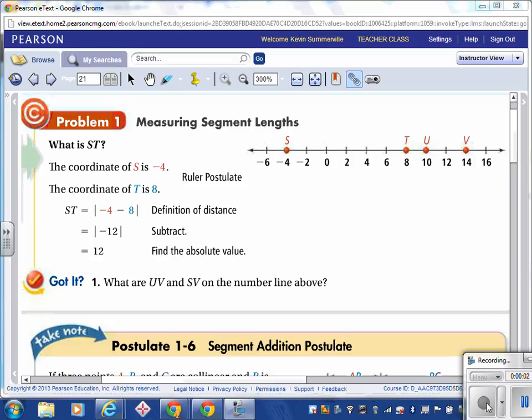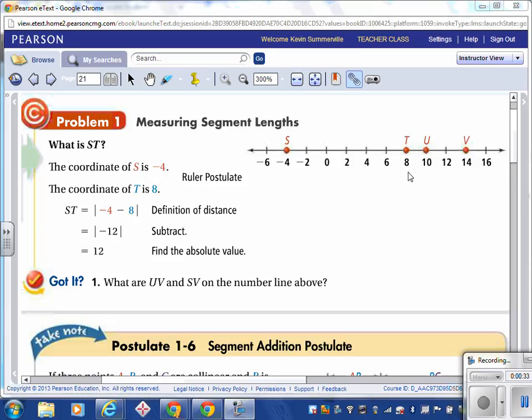Let's take a look at problem 1, measuring segment lengths. We need to find out what is ST. S is -4, shown here on the number line. T is 8. So looking at the number line, T is 8.